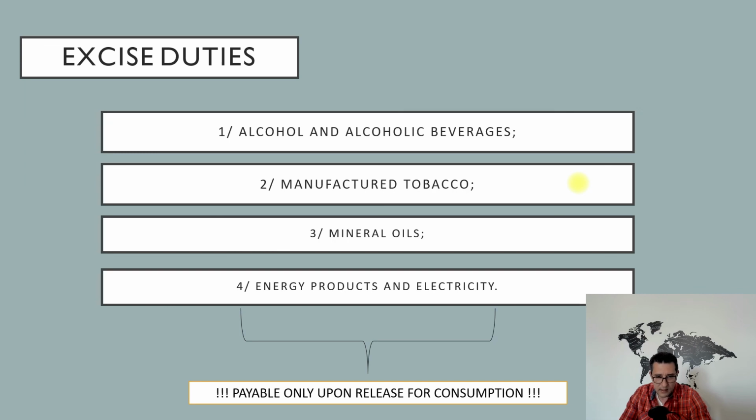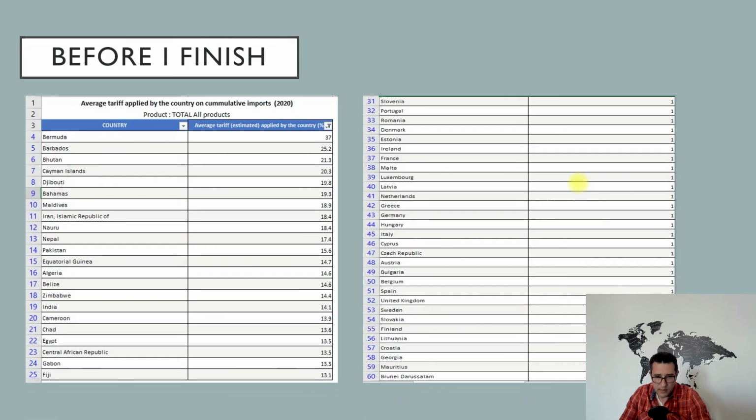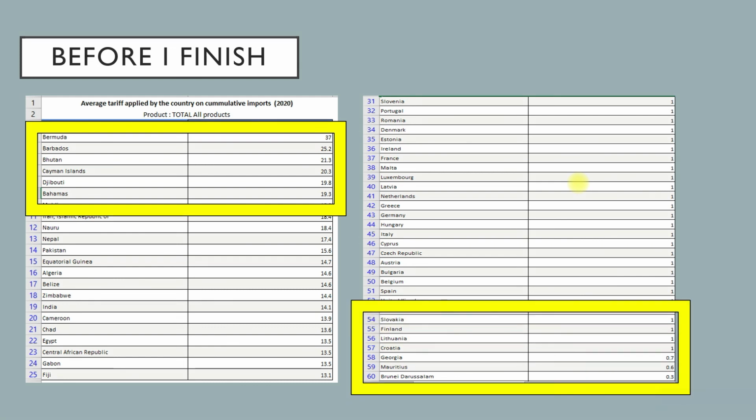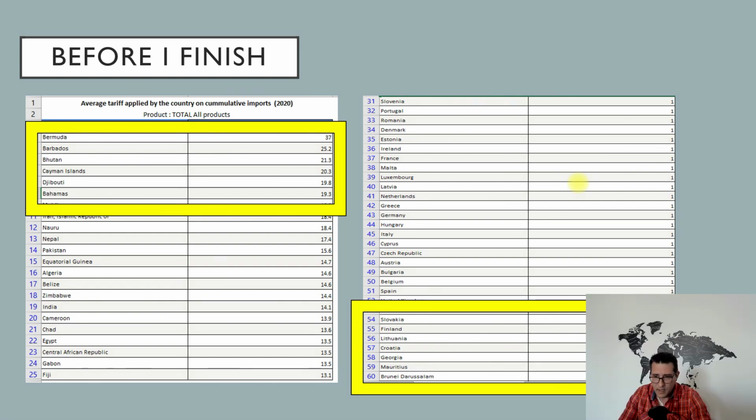And here I prepared a couple of tables with the average tariff applied by some countries on cumulative imports for 2020, with Bermuda having some 37% tariffs, Barbados 25%, or the Bahamas and Djibouti with some 19%, while on the other side of the spectrum we have very low tariffs in countries like Georgia or Mauritius with 0.7 and 0.6% respectively. But anyways, this is another story related to government policy. I'm not an expert on this matter.